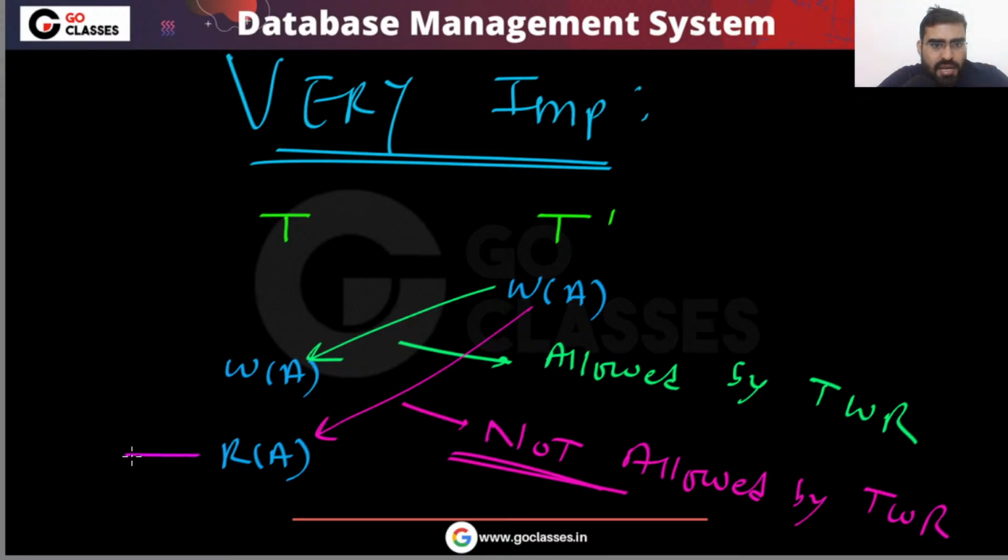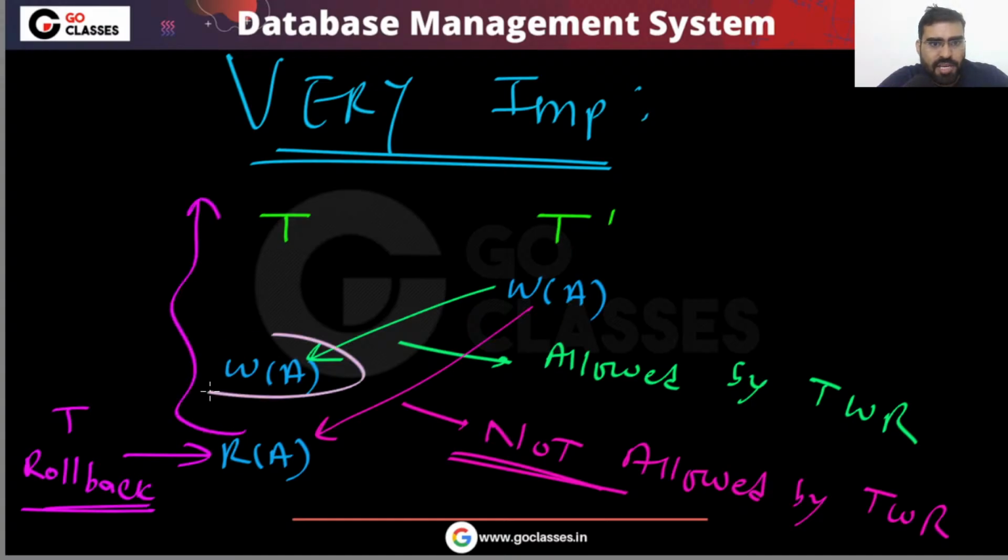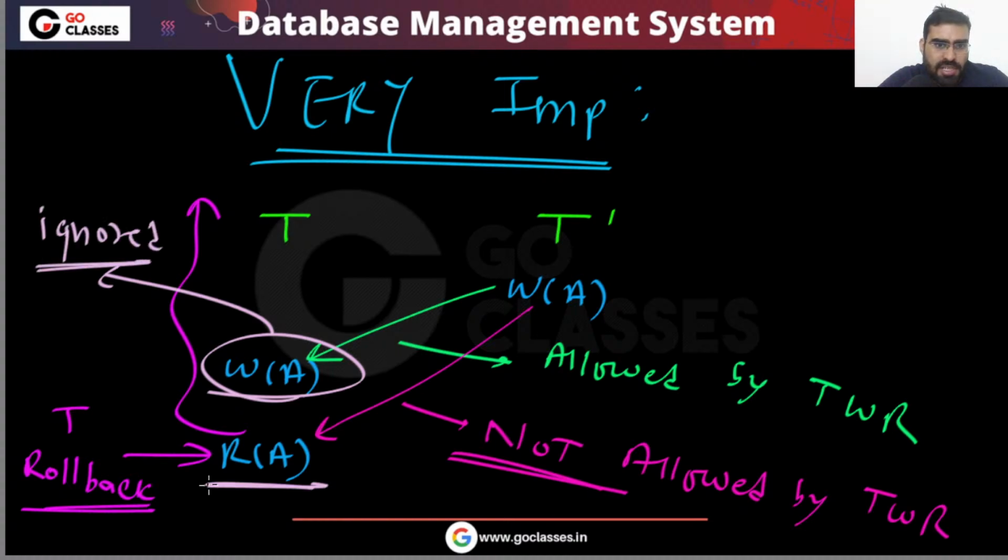Ultimately here T will roll back. This T will roll back here. This will be ignored, but here you will roll back.